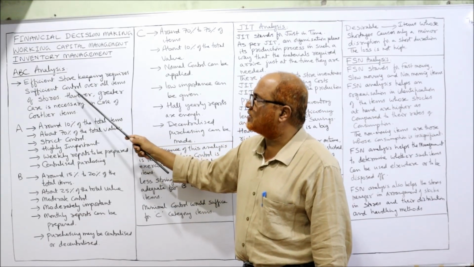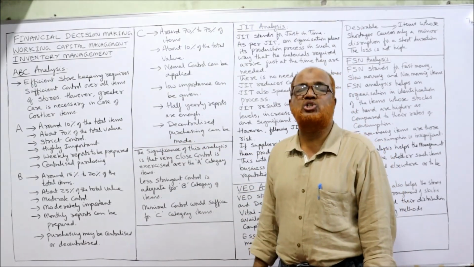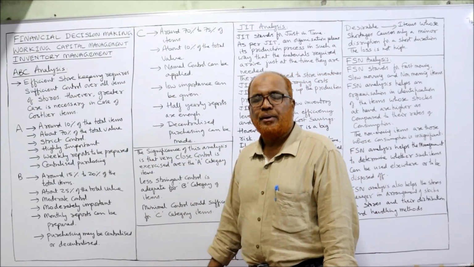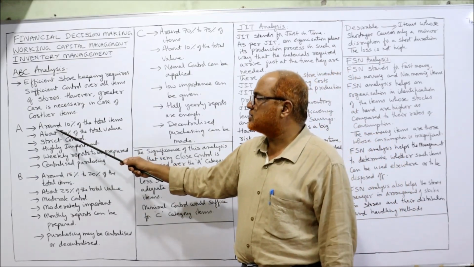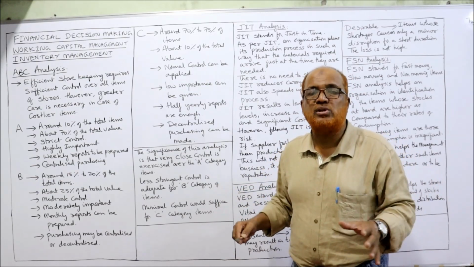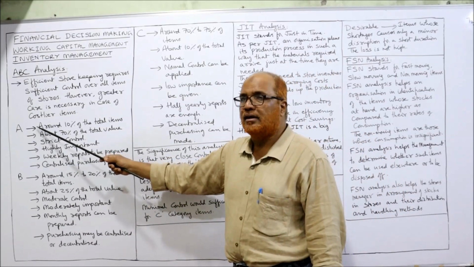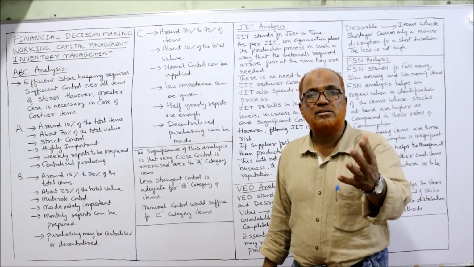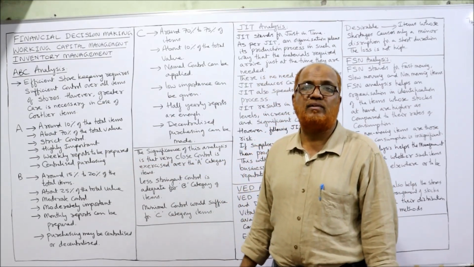Efficient storekeeping requires sufficient control over all items of stores. However, greater care is necessary in the case of costlier items. More control for costlier items. So here, A category. Briefly, the characteristic features of A category items: around 10% of the total items of the inventory, only 10% of items we can put under A, and about 70% of the total value. Quantity wise only 10%, but value wise it is around 70% of the value.